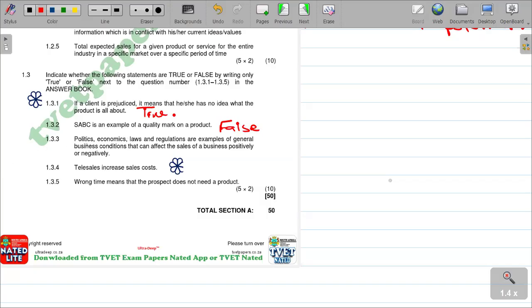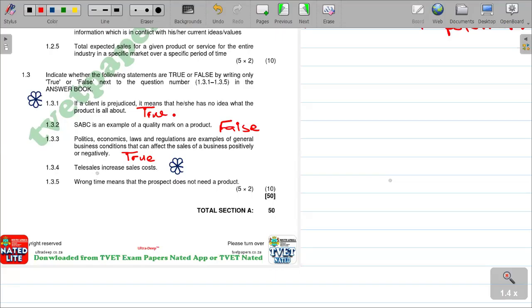1.33, politics, economics, laws, and regulations are examples of general business conditions that can affect the sales of a business positively or negatively. That's true. They are business conditions, external conditions.